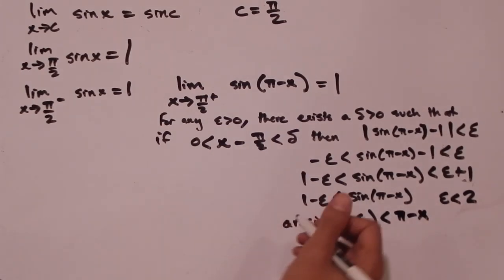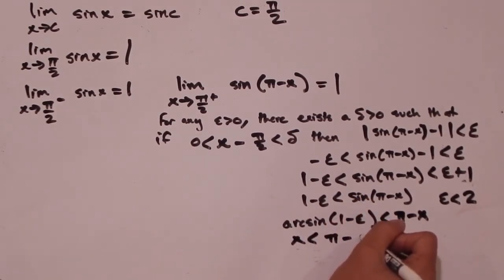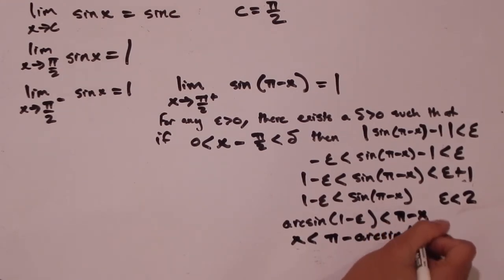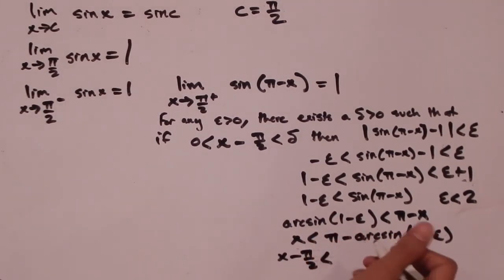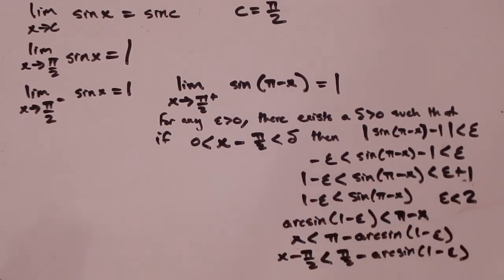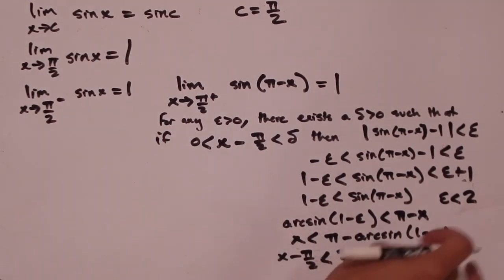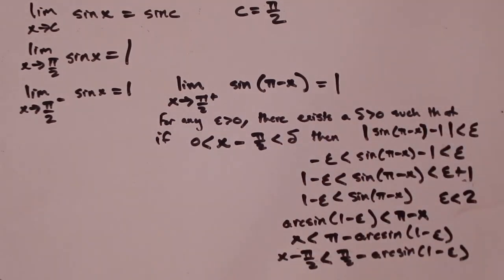I'm going to add x to both sides and subtract arc sine of 1 minus epsilon from both sides. We get pi minus arc sine of 1 minus epsilon, and then we're going to go ahead and subtract pi over 2 from both sides. Pi over 2 minus arc sine of 1 minus epsilon. So that lets us know if we pick x values such that x minus pi over 2 is less than pi over 2 minus arc sine of 1 minus epsilon, then epsilon will be greater than the absolute value of sine of pi minus x minus 1.